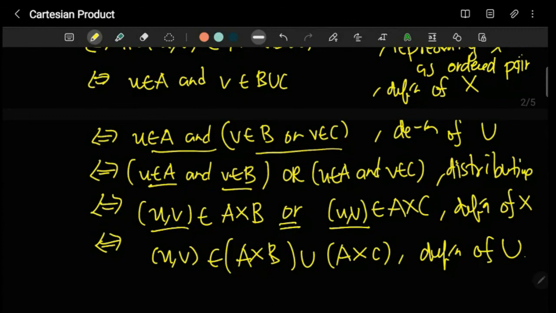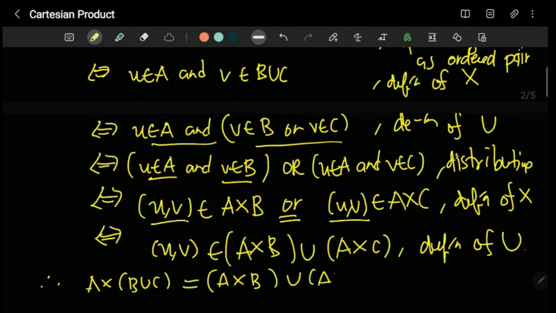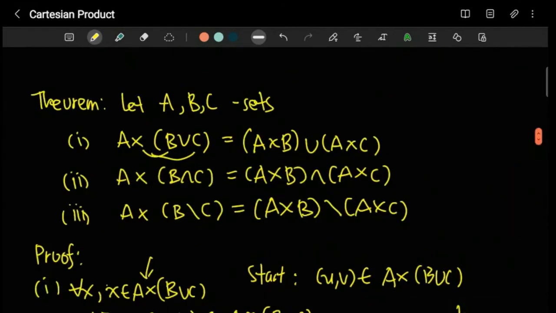But that's exactly what we want to show. So we are done. So let's conclude the statement. Therefore, A Cartesian product with B union C is actually the same as A Cartesian product B union A Cartesian product C. So you just distribute the Cartesian product over union. Similarly, you can also distribute Cartesian product over intersection and over complement, and this will be left as an exercise. Again, exercises are good practice to reinforce the concepts that are discussed in class. So I expect everyone to practice the exercises.